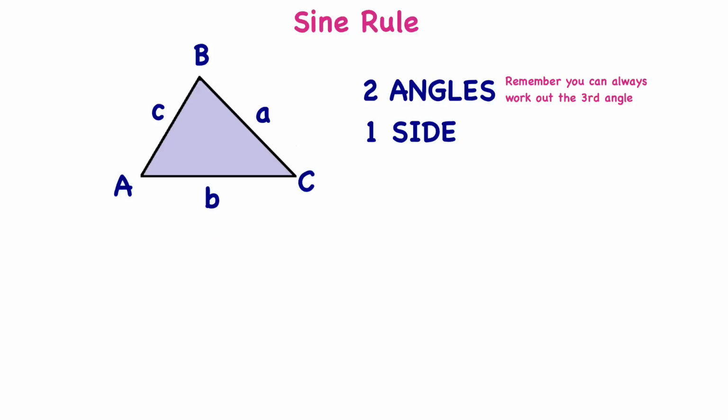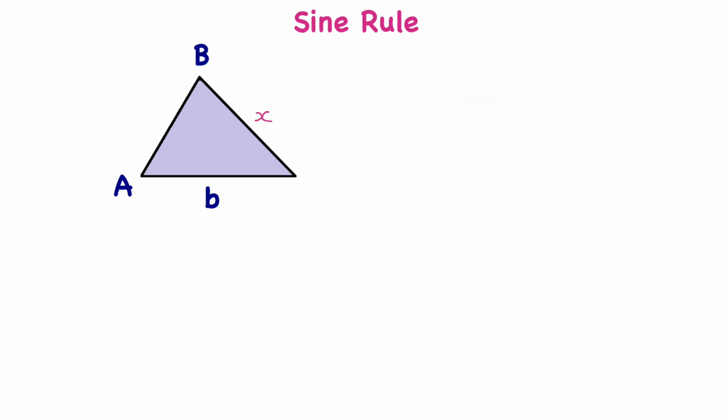So the first condition for using the sine rule is that you have two angles and one side. So for example, we have two angles here and we have one side here, and we're looking for this side. So we have a pair which we know, and then the other pair we have one unknown. Now again, we've been given two angles and a side. We're looking for this side, x.